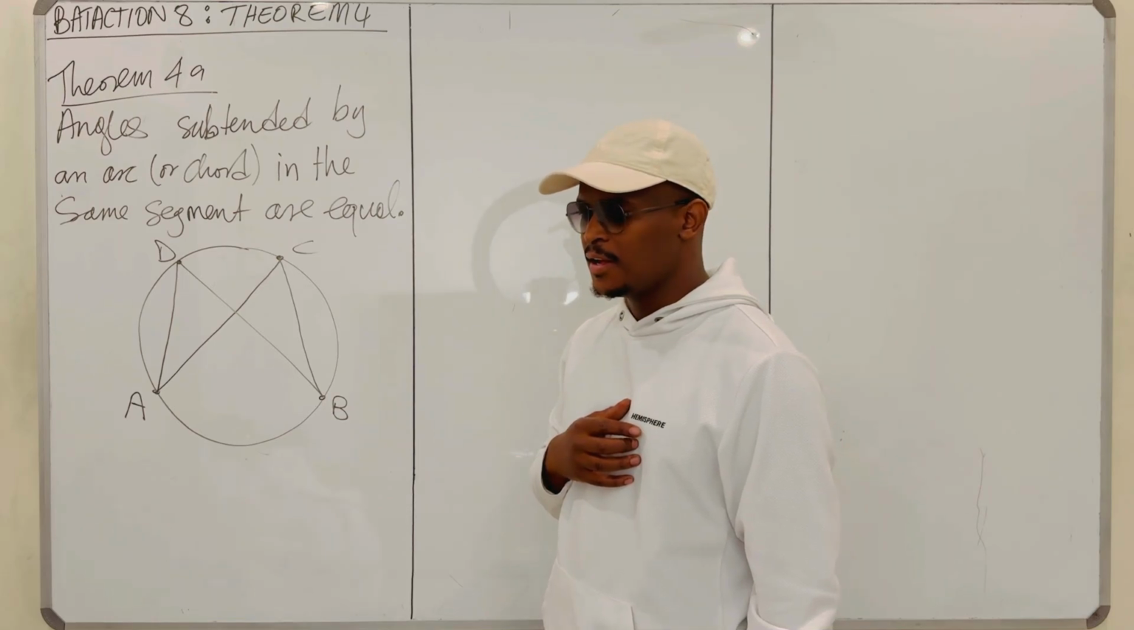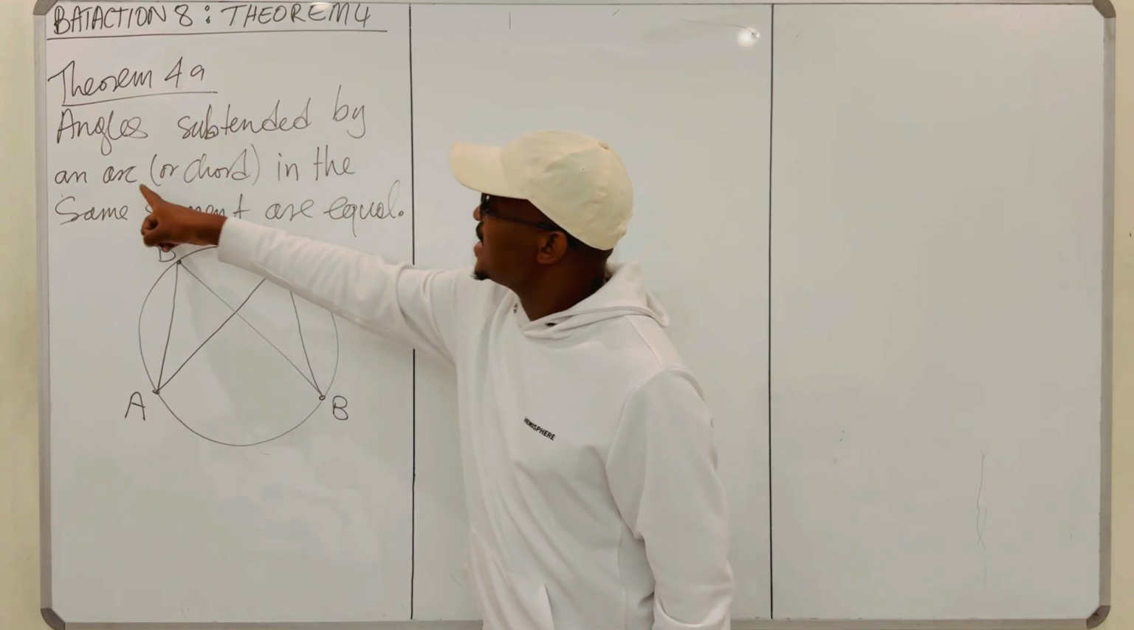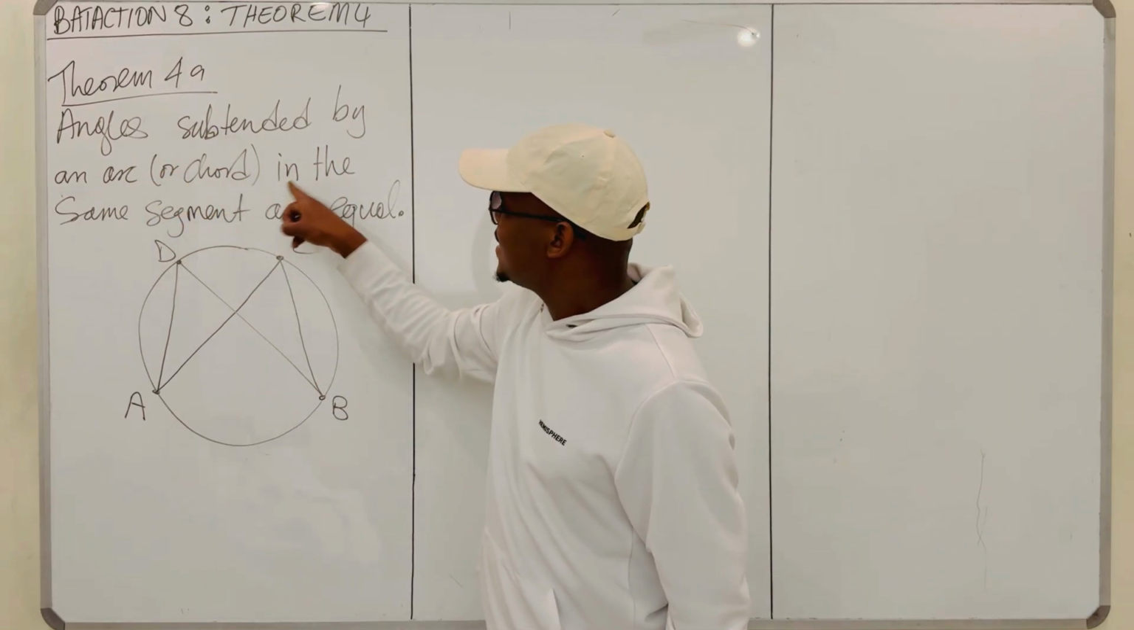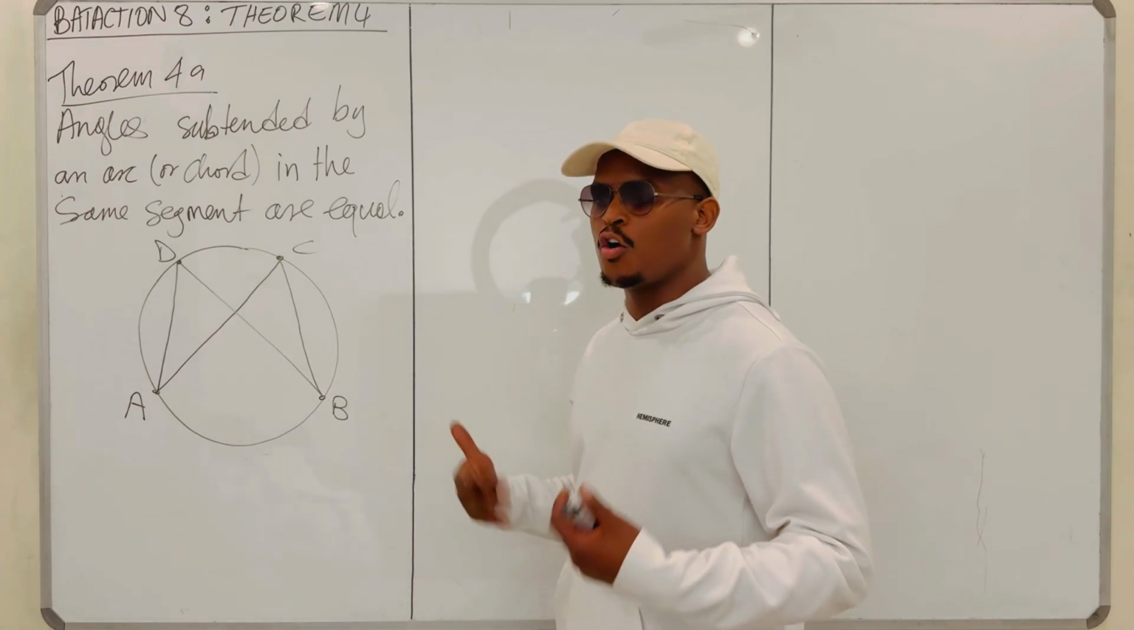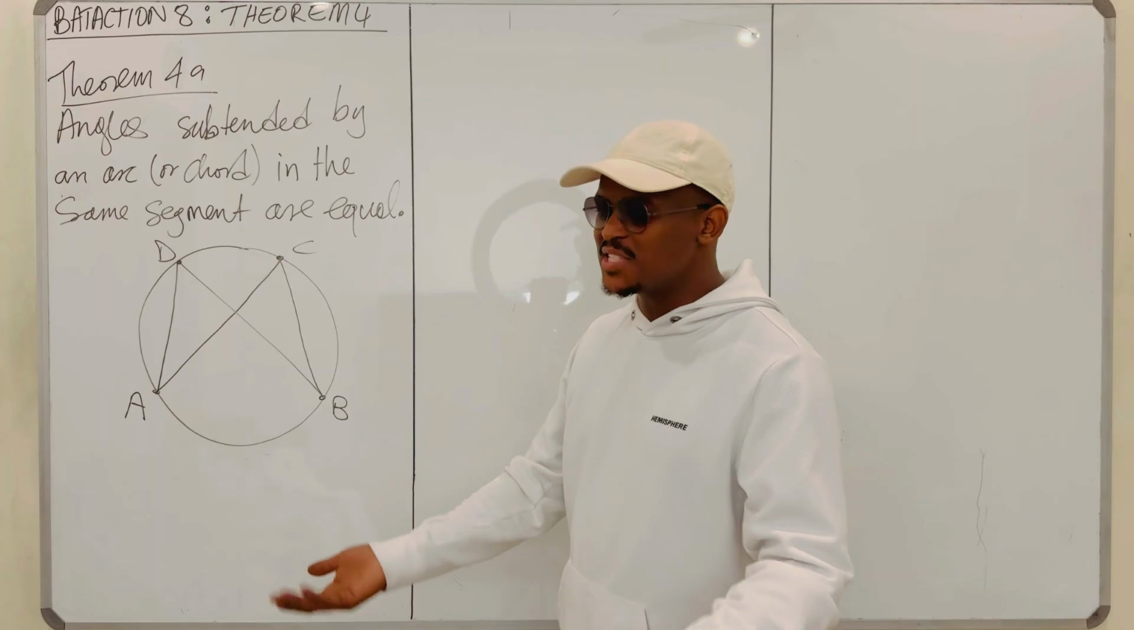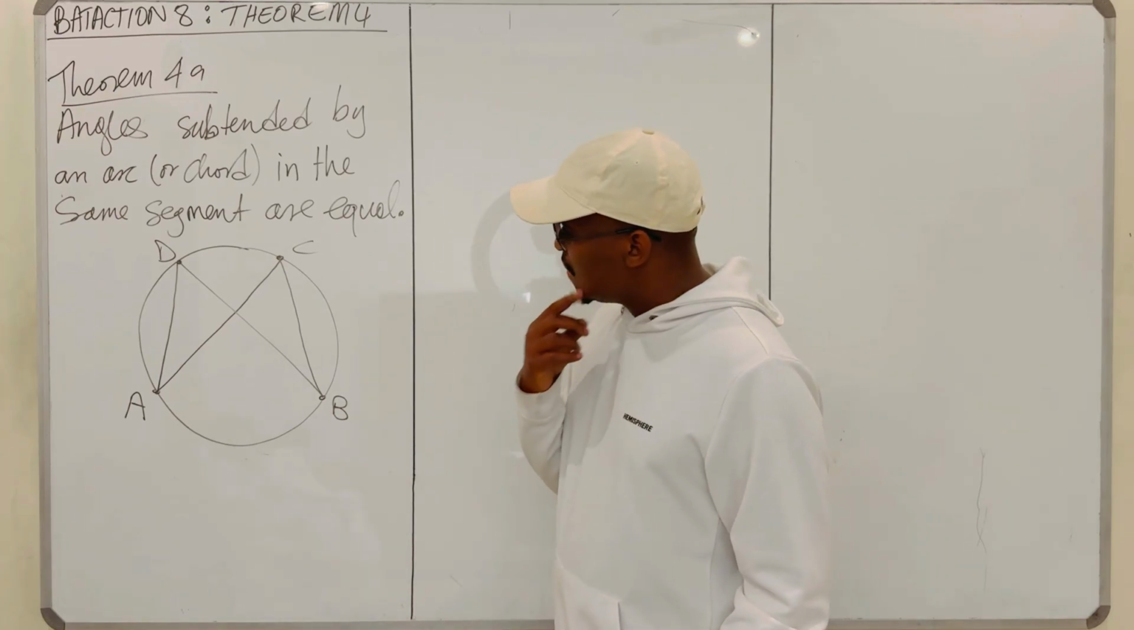They are saying angles subtended by an arc or a chord in the same segment are equal. So those angles are subtended by the same arc or the same chord in the same segment. They should be equal. Look at this.